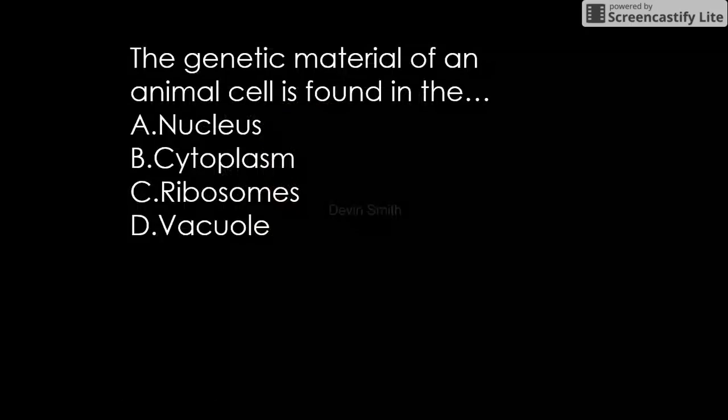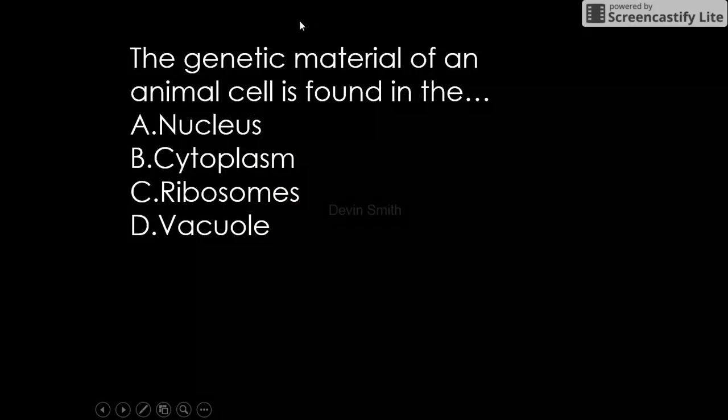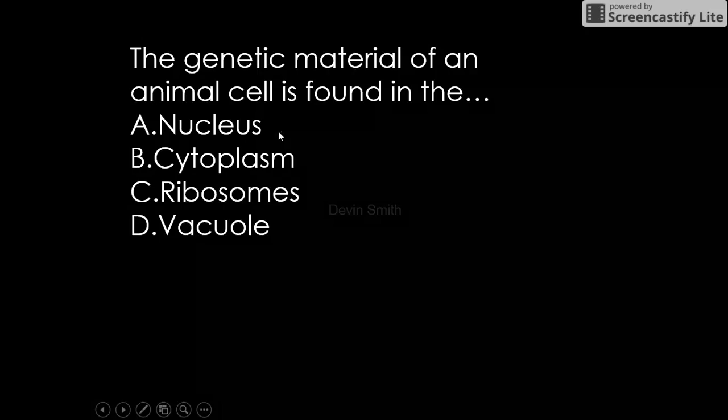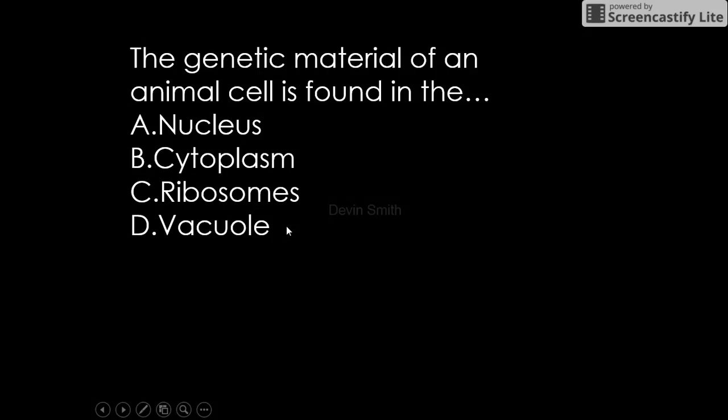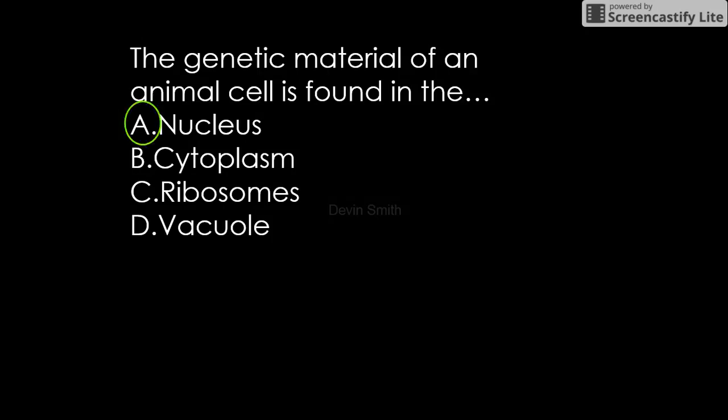Okay, so the genetic material of an animal cell is found in the what? Genetic material is DNA. That is found in our nucleus, cytoplasm, ribosomes, or vacuole. This is a review. All right, it is our nucleus. That is the brain of our cell. It holds all of the DNA.